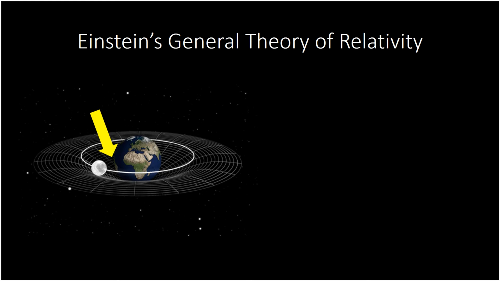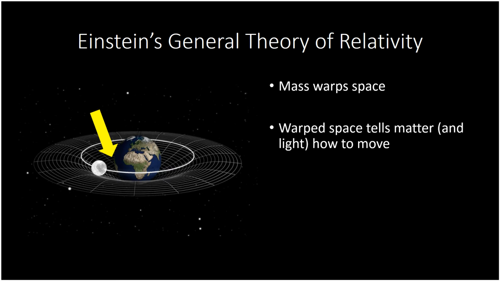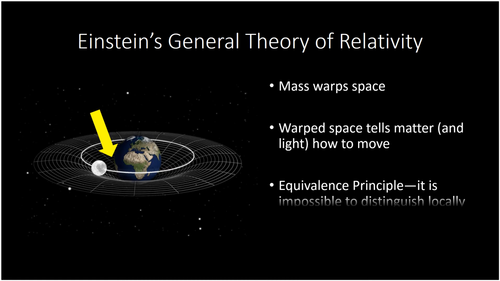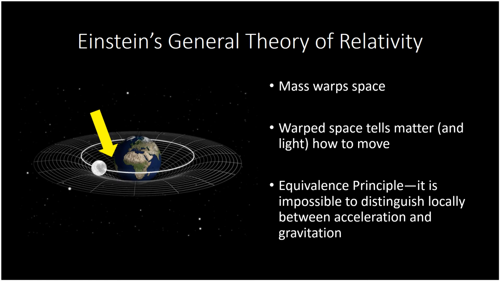The central idea of general relativity can be described this way. Mass warps space, and warped space tells matter and light how to move. Einstein's equivalence principle states that it is impossible to distinguish locally between acceleration and gravitation, an exciting and productive unification of ideas previously considered distinct.